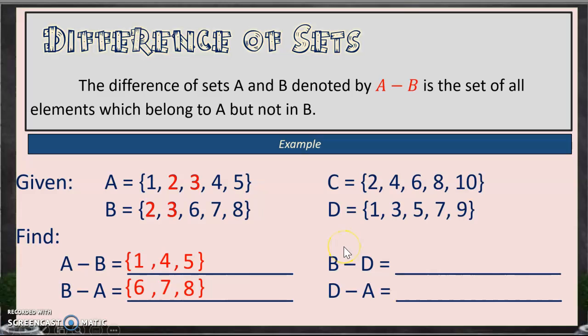Next, B minus D. From set B, you will look first at set B, then remove common elements with D. The common elements are 3 and 7. So the elements that are in set B but not in set D are 2, 6, 8.